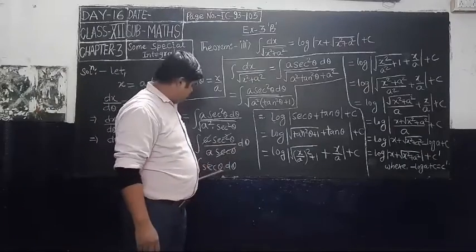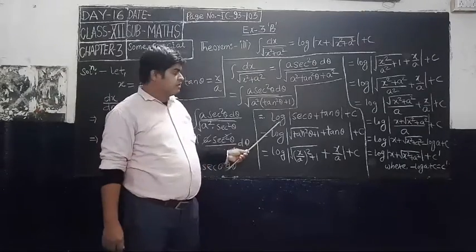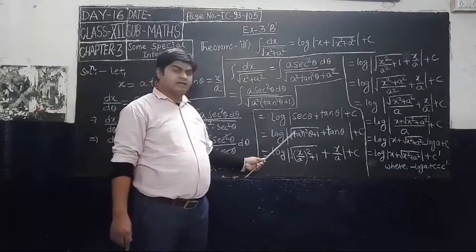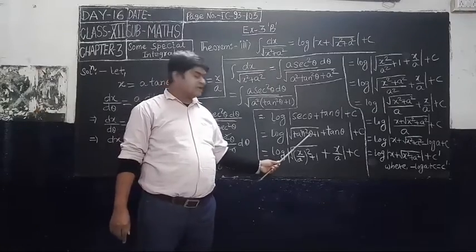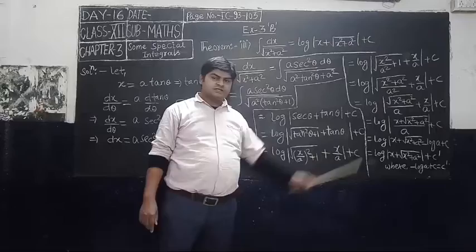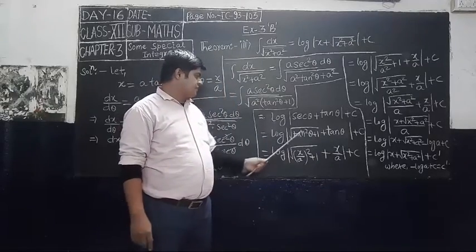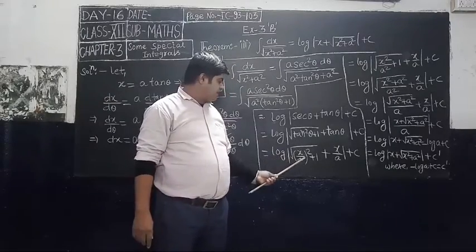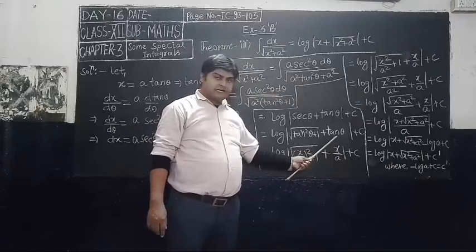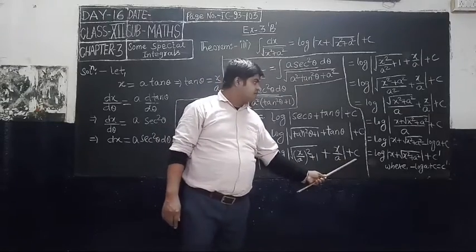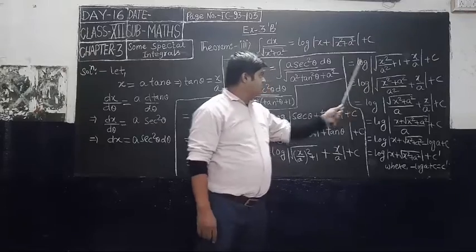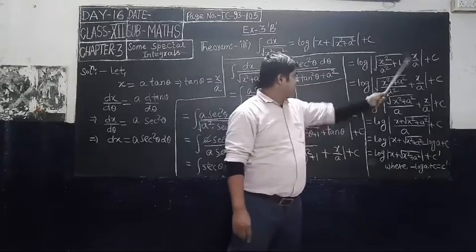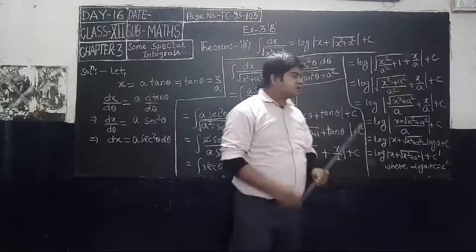Now you know integration of sec theta d theta is equal to log mod sec theta plus tan theta plus constant term. So log, and you will convert sec theta is equal to under root tan square theta plus 1, plus tan theta, plus constant term. Log under root, put the value of tan theta is equal to x by a: x square by a square plus 1 plus x by a plus constant term.